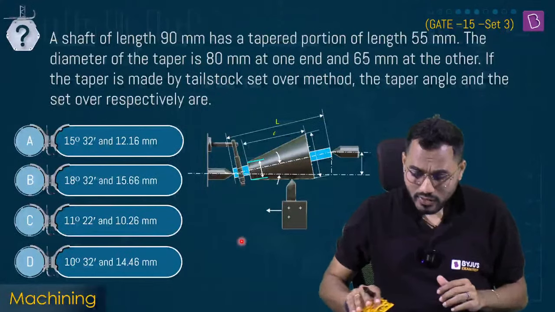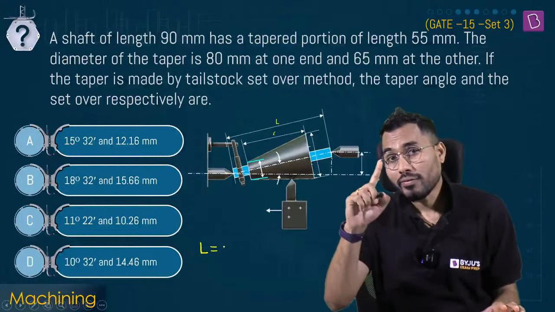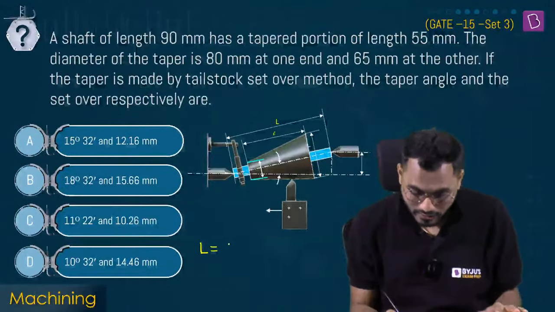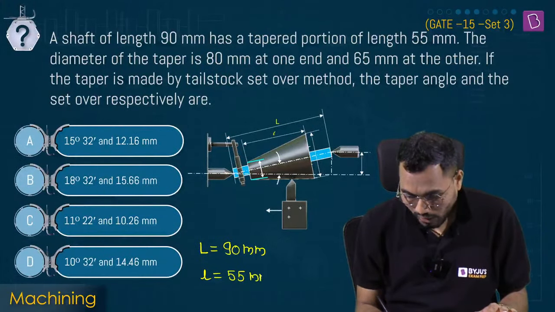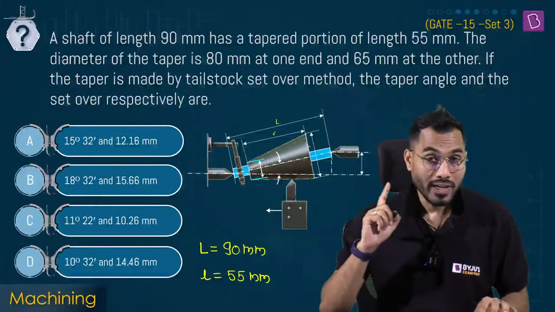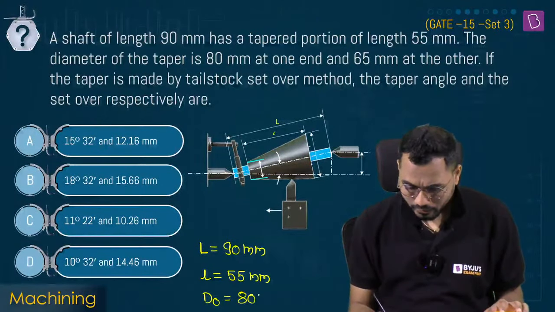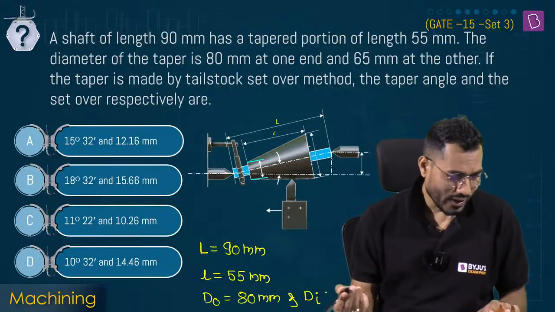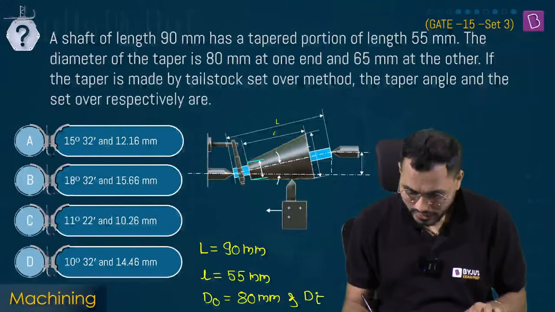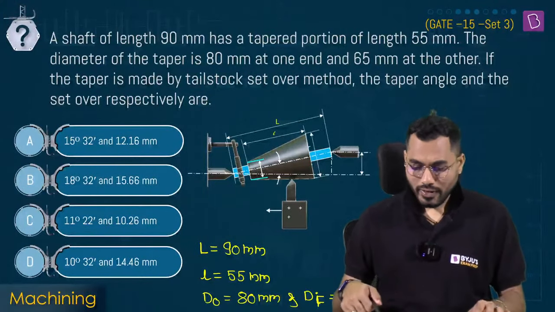Now, first of all, if I want to calculate the taper angle, let's say capital L is the length of the workpiece, which is 90 millimeter. Over a small length of 55 millimeter the taper is created, so small l is the taper length. One side diameter of the taper is 80 millimeter, and the other side is 65 millimeter. You can call them D_o and D_f, original and final diameter.